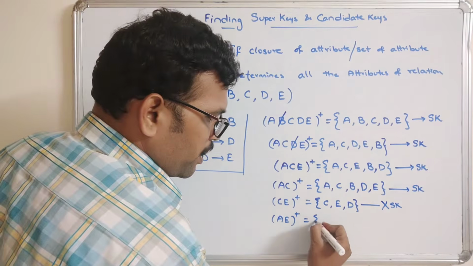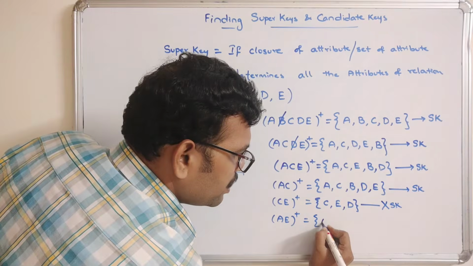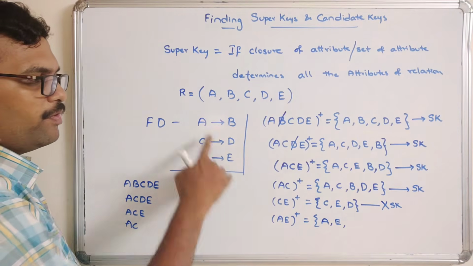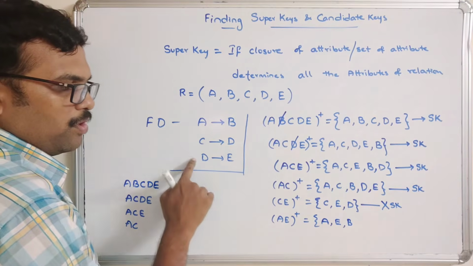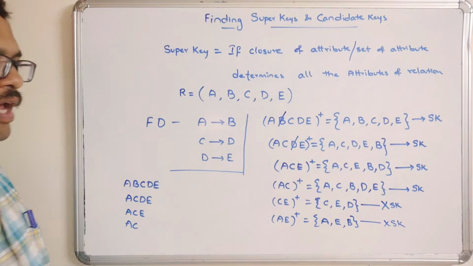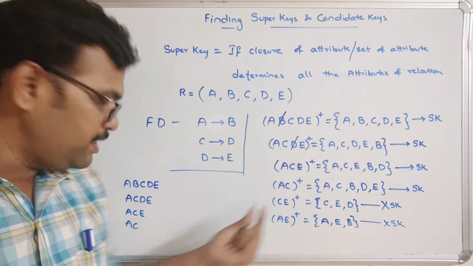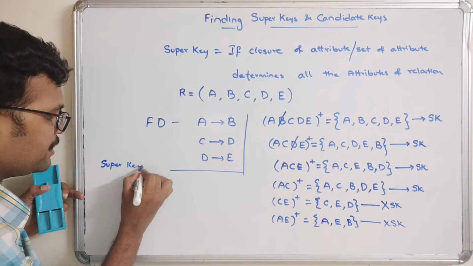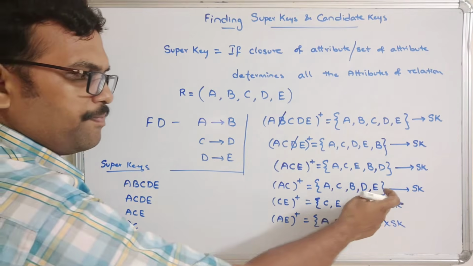And coming to the next one, AE. A and E, the self attributes A, E. Then by knowing A we can get B. Now we have A, E, B. No other attribute can be found here, so this is also not a super key. You can observe here that ACE is again minimized to AC. So AC is also a super key. So these are the super keys.